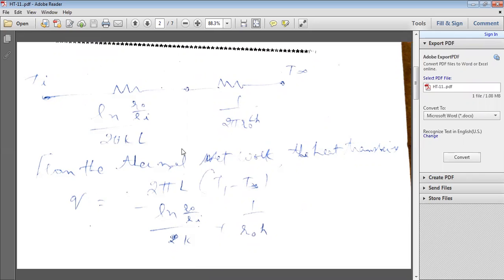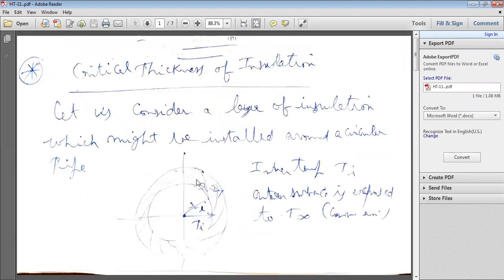Similarly, outside there is the convective heat transfer environment. How do you calculate convective resistance? 1 by HA. Here this is the outside radius, and consider L as the length of the pipe. So the outside surface area is 2 pi Ro into L.